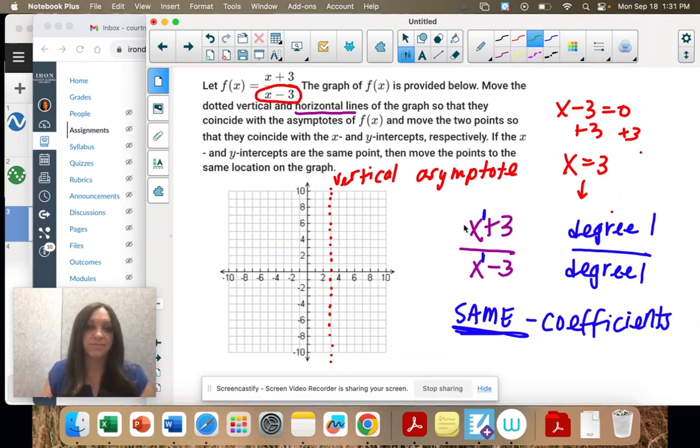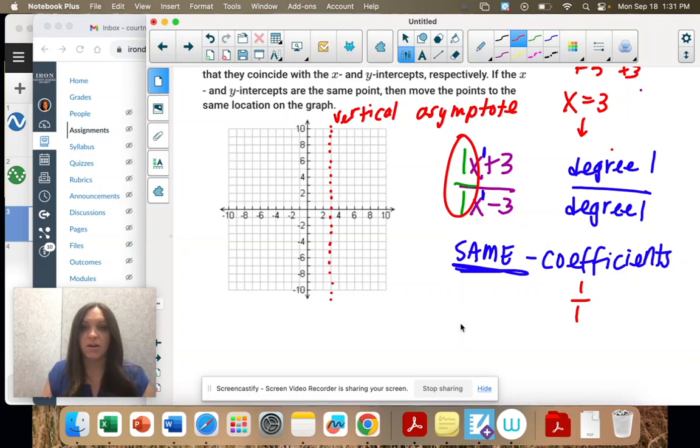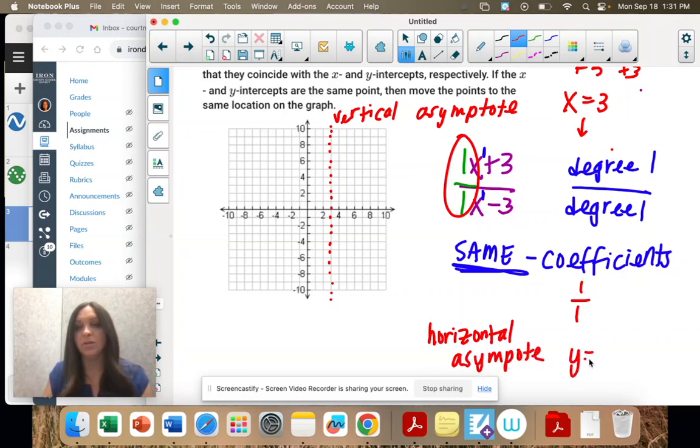So this is an easy one. This is 1x and 1x. So our coefficients here are 1 over 1, and that makes our horizontal asymptote. It's always y equals, and 1 over 1 is 1. So here, this is a line, y equals 1. This is our horizontal asymptote.